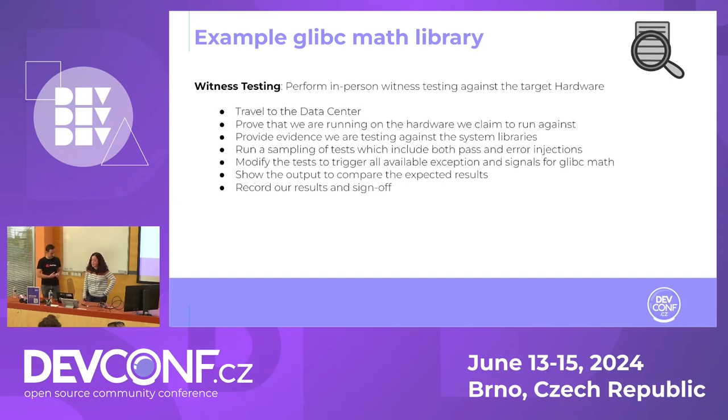Running a sampling of tests, not just running passing tests. It's actually more important to show that we're raising all of the signals and expected faults by invoking error injection tests. What that would mean is taking the generated C tests and tweaking values that could cause and raise all of these different signals, to ensure that the framework is catching these appropriately, logging them in a clear, verbose way.